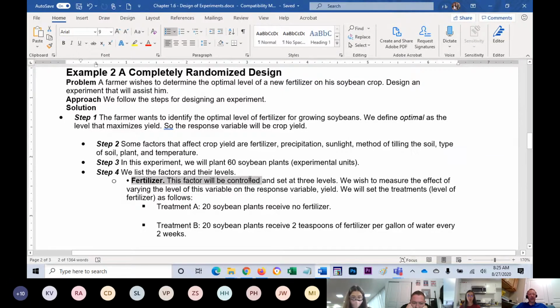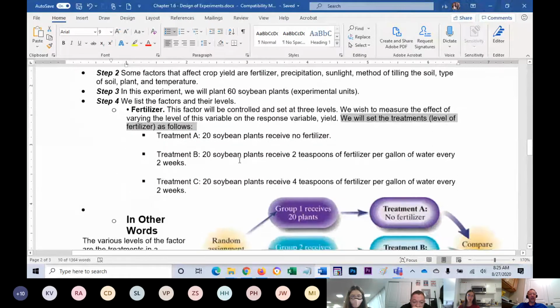Okay, so fertilizer is the factor that's going to be controlled. We're going to use 3 different levels of fertilizer, and we wish to measure the effect of varying the level of this variable on the response variable, which is yield. Okay, so we're going to set the treatments level of fertilizer as following.